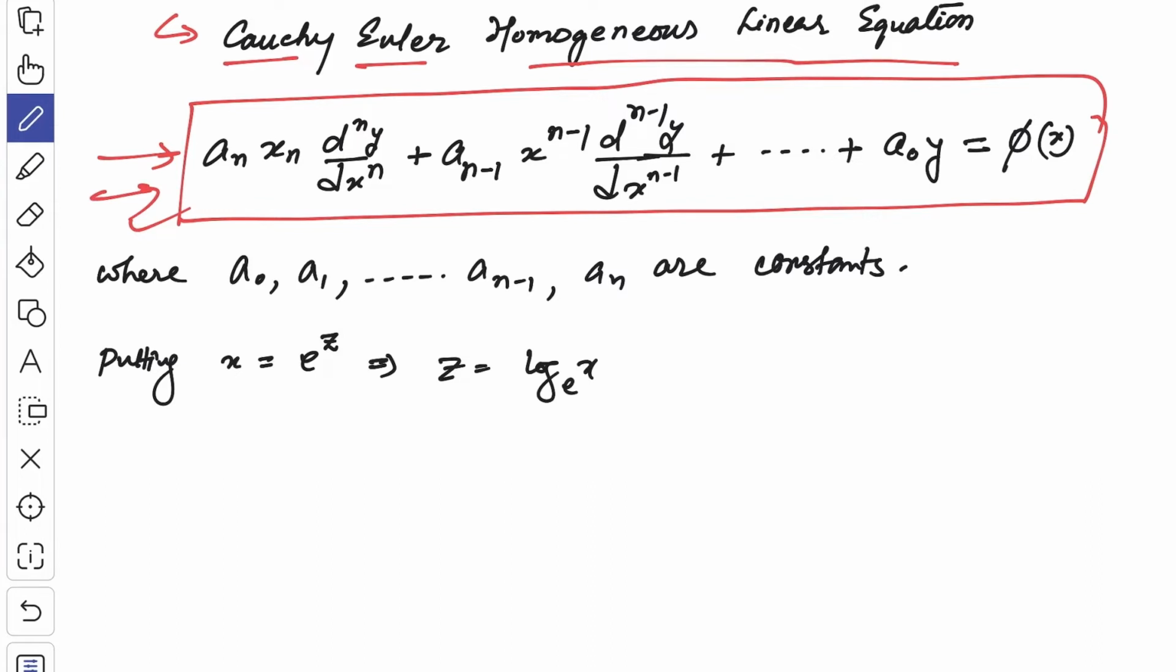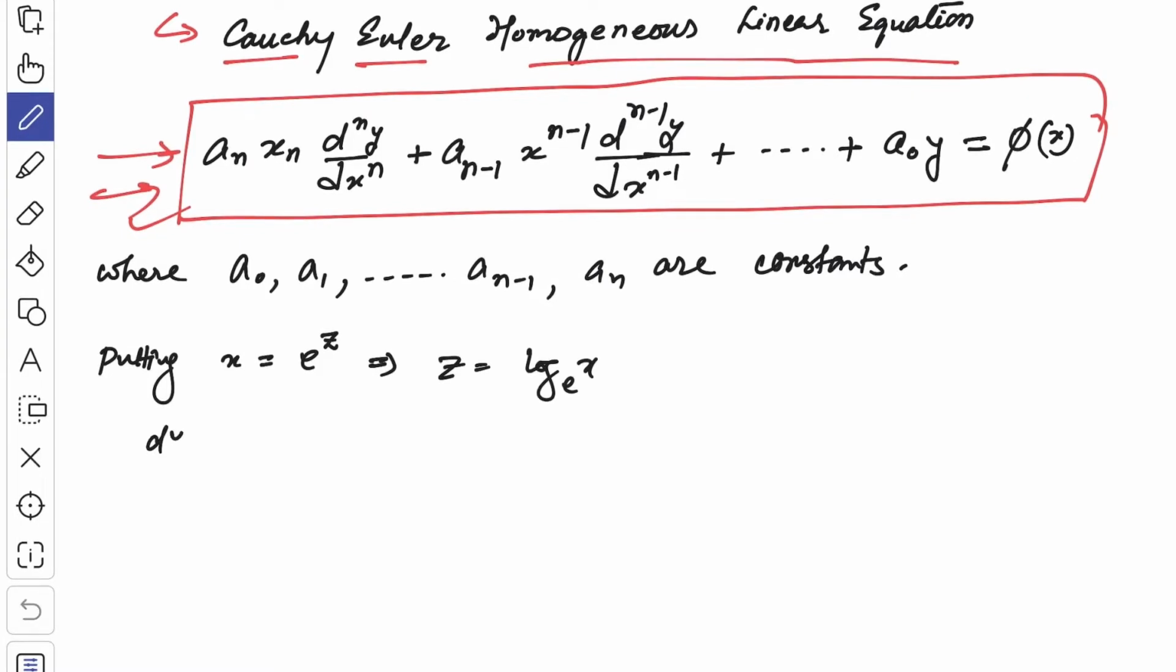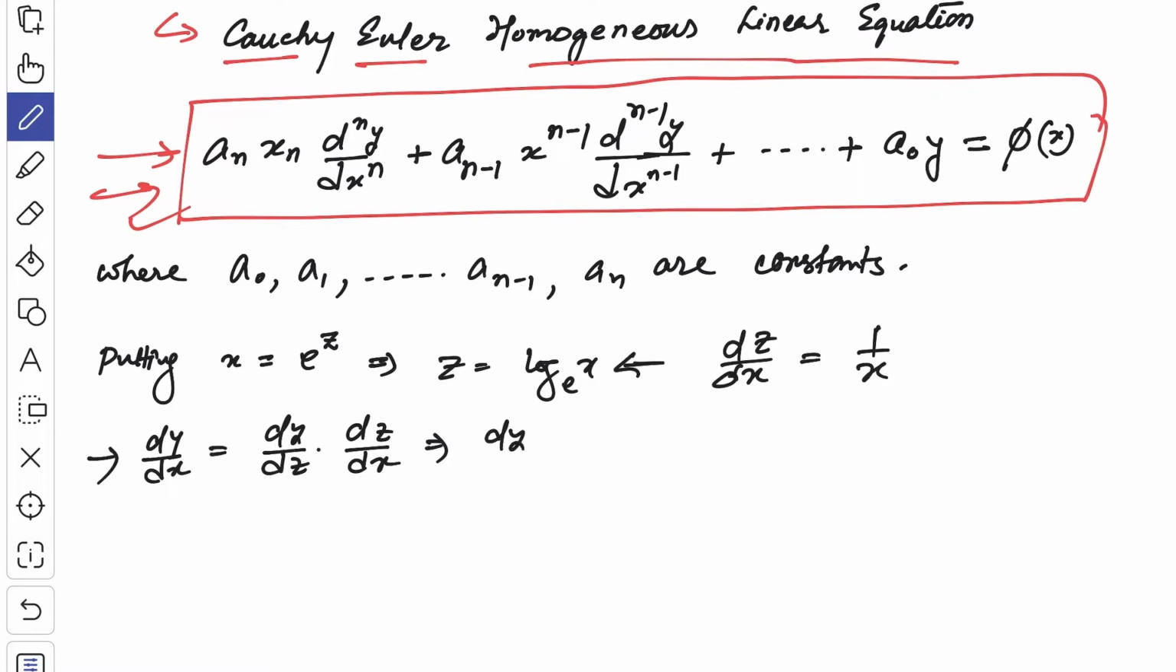Now from here you see dy by dx can be written as dy by dz times dz by dx. You can write it that way. Hope you have understood this. From this equation, you can find dz by dx. If you differentiate it with respect to x, you will get 1 by x. So dy by dx is equal to 1 by x times dy by dz, and it implies x times dy by dx equals dy by dz.